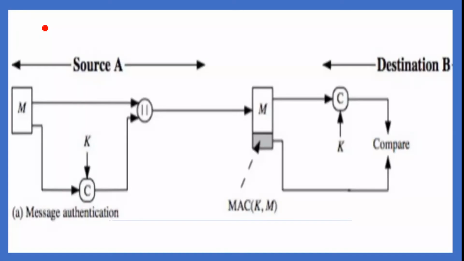So the first thing that we have to recall is this was used for authentication purpose. Now what does that mean? When I say it was used for authentication purpose, what do I mean by that? The receiver, that is the destination, has to authenticate whether the message has actually come from the source or not.